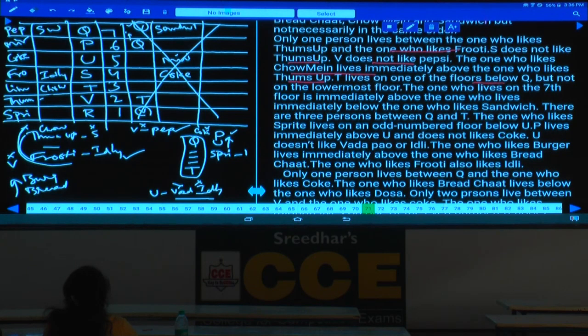lives on one of the floors below Q, but not on the lowermost. The one who lives on the 7th floor is immediately above the one who likes sandwich. And there are 3 persons between Q and T. The one who likes Sprite lives on the odd number floor below U, and P lives immediately above U and does not like Coke, and U does not like vada pav or idli. V does not like vada pav or idli, and the one who likes burger lives immediately above the one who likes bread chaat, and the one who likes fruity also likes idli.